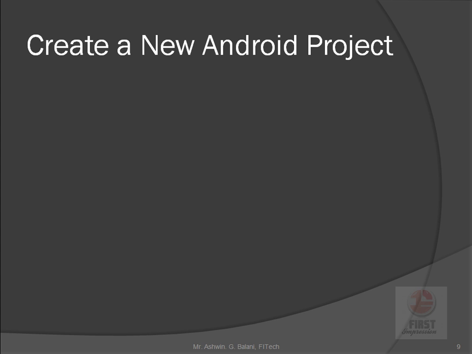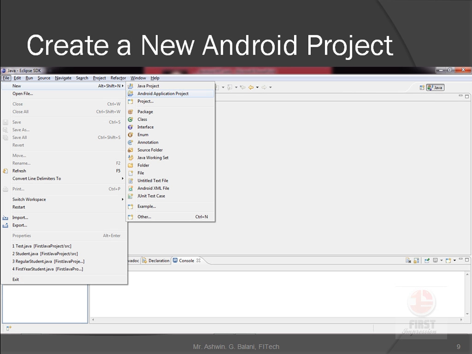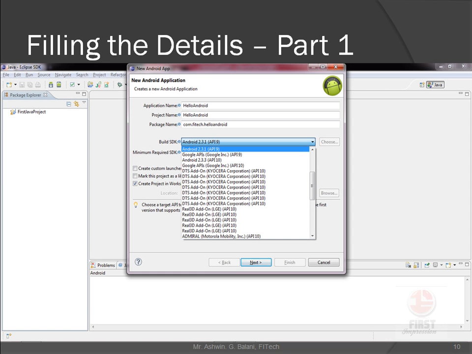Let's create a new project with Android. To create a new project, you must go to File and say New Android Application Project. Once you do this, you'll be getting a big form. You have to fill that form up. The first field inside this form is the application name. This is the name of the application of Android. We are giving the application name as Hello Android.